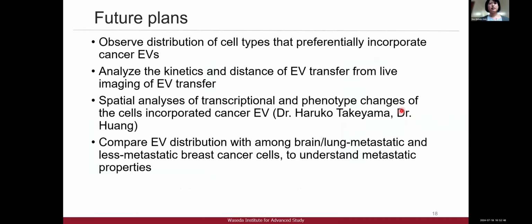Future plans are to identify the cell types and analyze the kinetics of the EV transfer, the speed, and the spatial distributions. I also plan to compare the distributions between highly metastatic and less metastatic breast cancer cells to understand the mechanisms of metastasis.